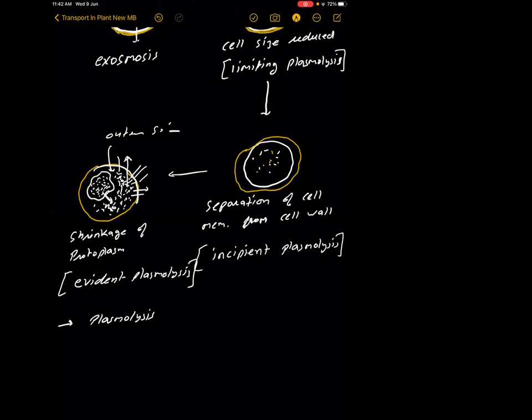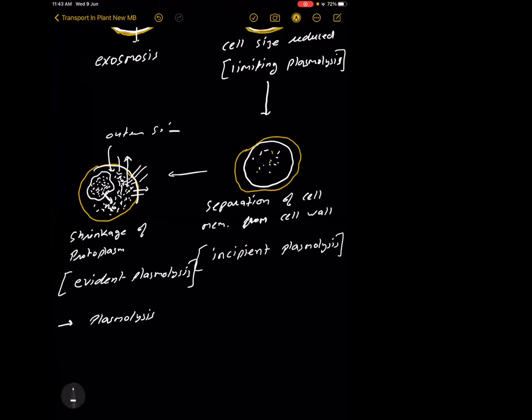So the outer solution enters through the cell wall, because the cell wall is permeable. It is an open gate. Anyone can come in. So whatever the material in the solution, it enters and fills the empty space. This is the NEET question actually.